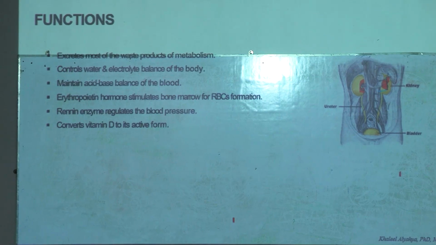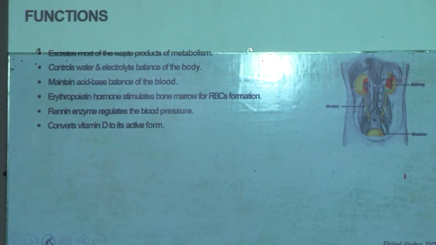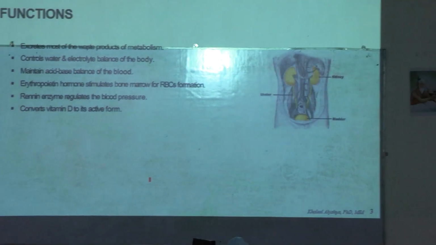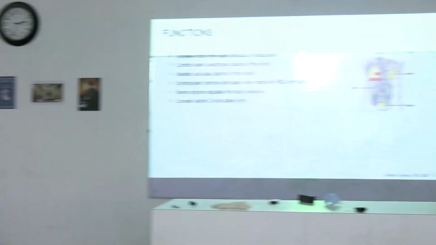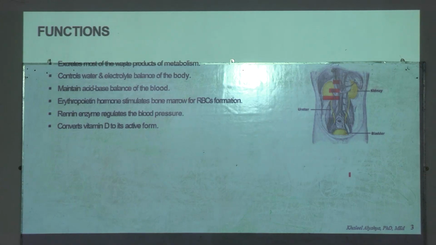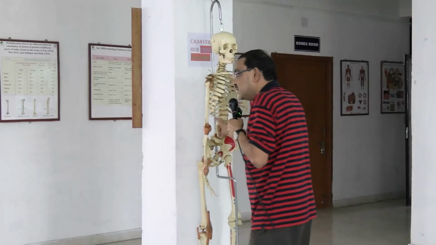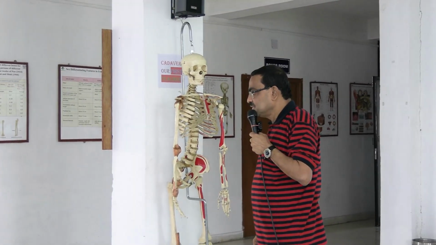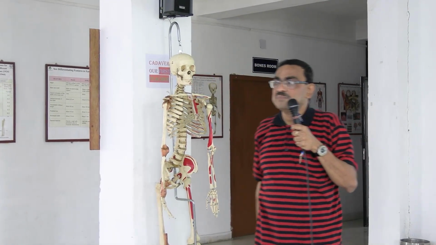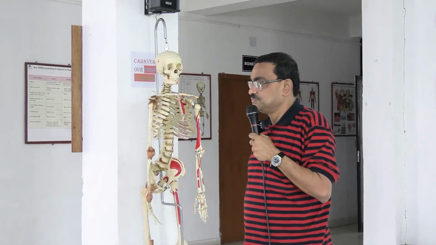That is how much away from the midline? It is 2 inches away from the midline, whereas the lower pole is around 3 inches away. So it is obliquely placed in the posterior abdominal wall. It obeys the rule of two: upper pole, lower pole.